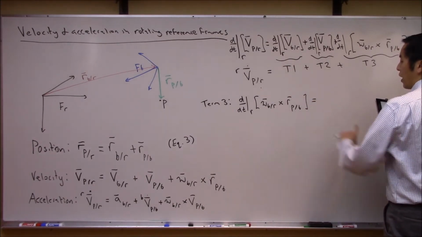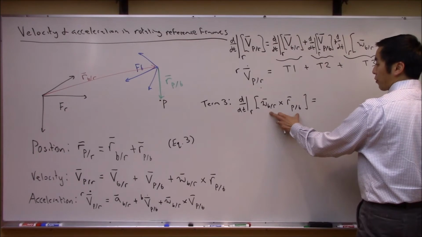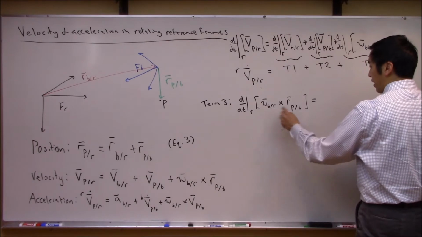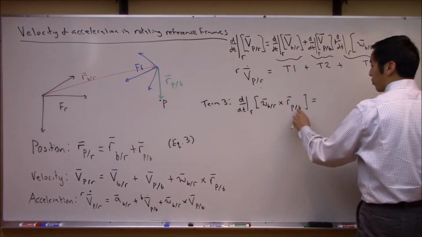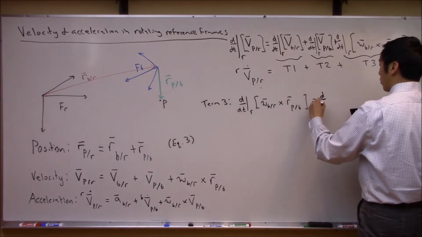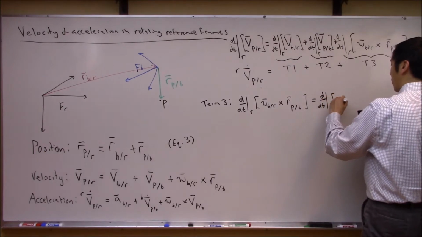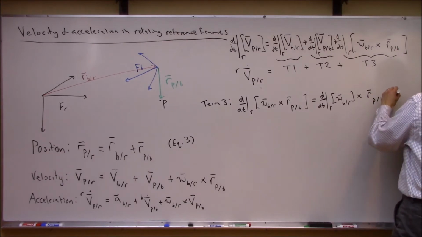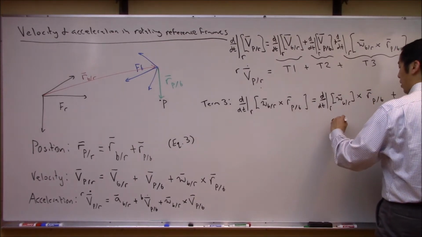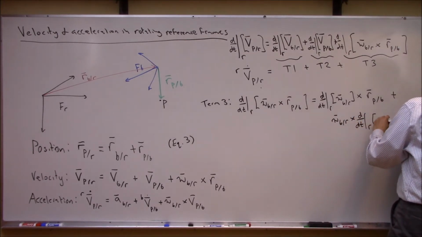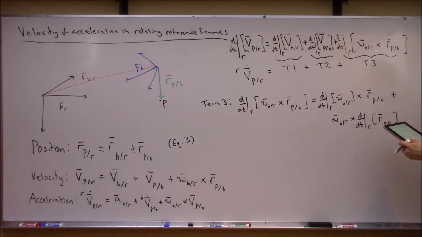Let's go ahead and do the product rule for this cross product. I want to take the time derivative, so it's the time derivative of the first thing crossed with the second, plus the first crossed with the time derivative of the second. Am I going to have enough space? I hope so. So d/dt with respect to r of omega b with respect to r crossed with r p with respect to b, plus omega b with respect to r crossed with d/dt with respect to r of r p b. Great, I think we got that.